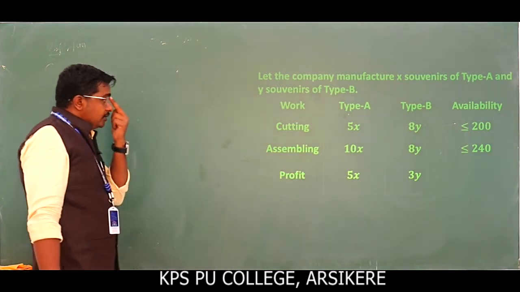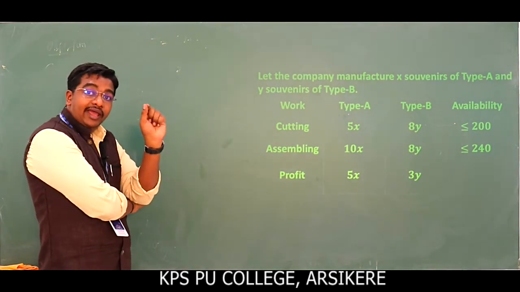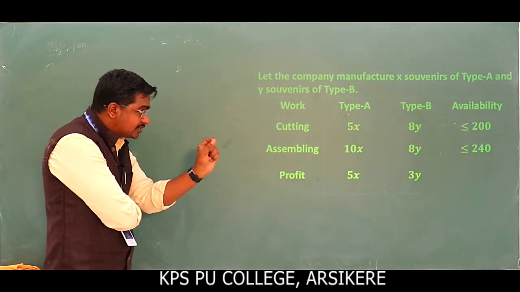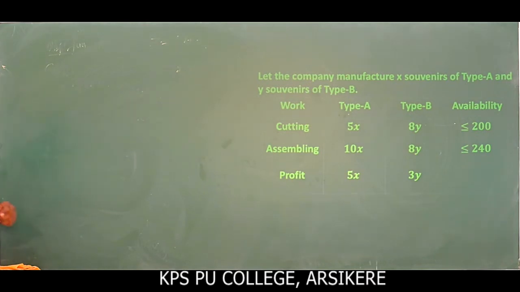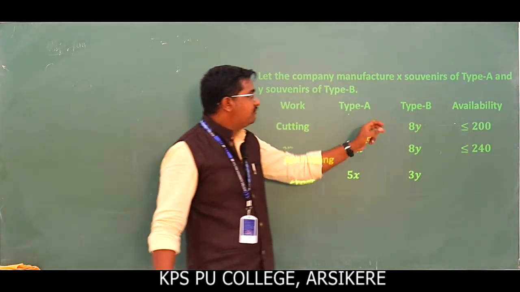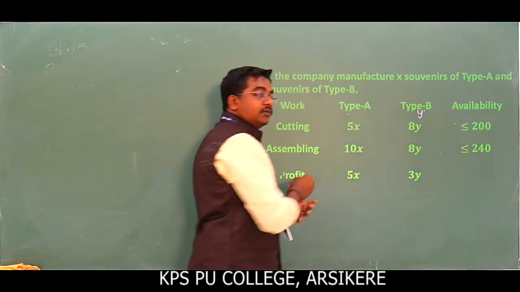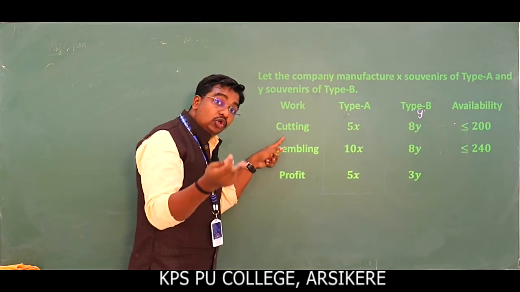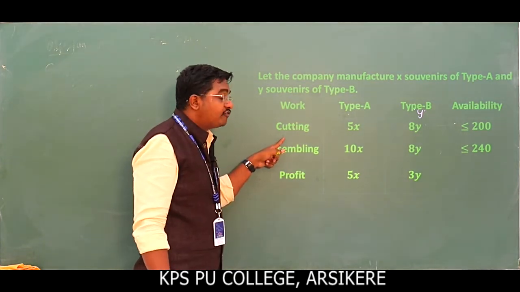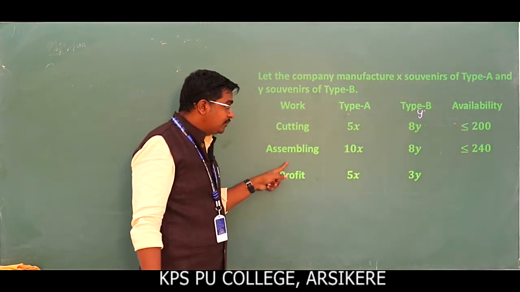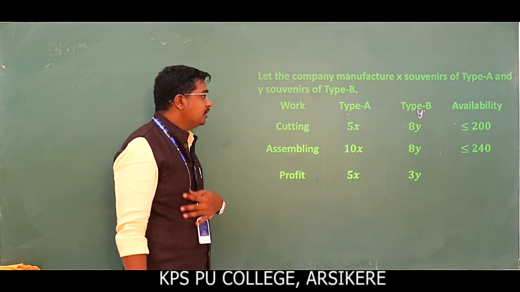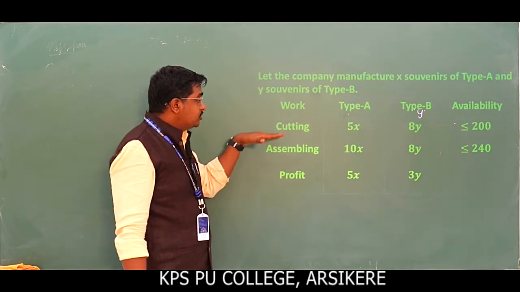Let us look at type B. For type B, cutting takes 8 minutes and assembling also takes 8 minutes. Here we have y number of type B sovereigns. For cutting it requires 8 minutes, so 8 into y is the total time for cutting of type B sovereigns. Similarly for assembling, 8 into y. And also the given availability.